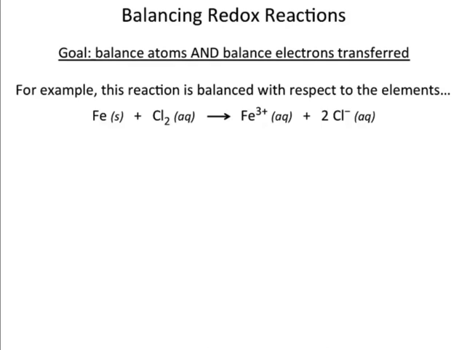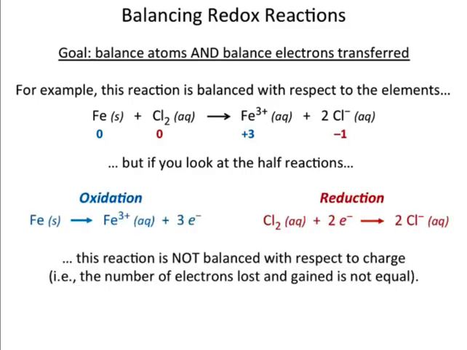So in this reaction, electrons are transferred from the reducing agent to the oxidizing agent. And if you look at the oxidation states, you'll see iron goes from 0 to +3, each chlorine goes from 0 to -1. So here's the oxidation half reaction, here's the reduction half reaction. This number's 3, this number's 2.